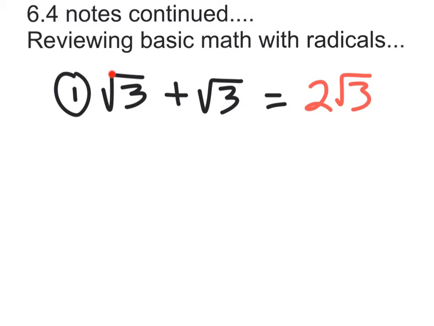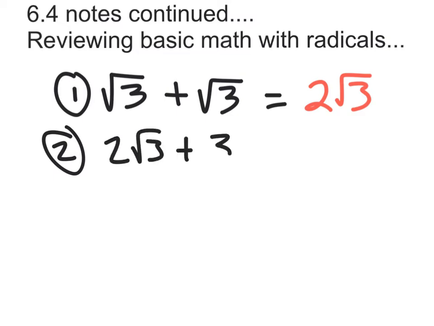So we have the square root of 3 plus the square root of 3. You really have one of these guys plus another one of these guys. That's a total of 2 of those guys. Right? So let's do another example. Example number 2. Let's say you have 2 square root of 3 plus 3 square root of 3. What's your answer going to be? 5 square root of 3. Yeah? There is a plus sign, not a multiplication sign.